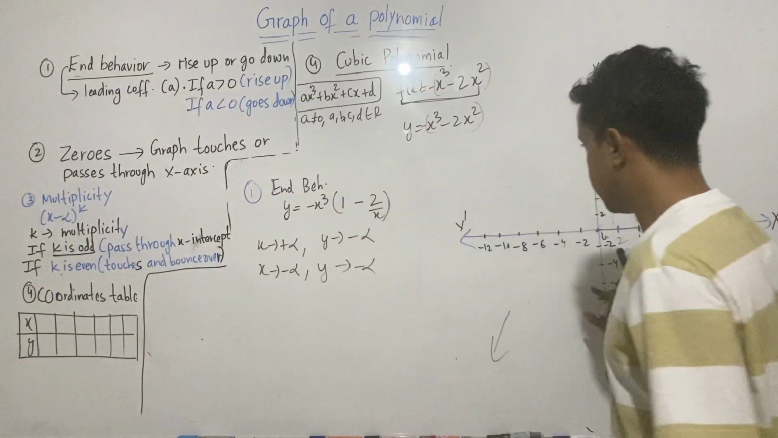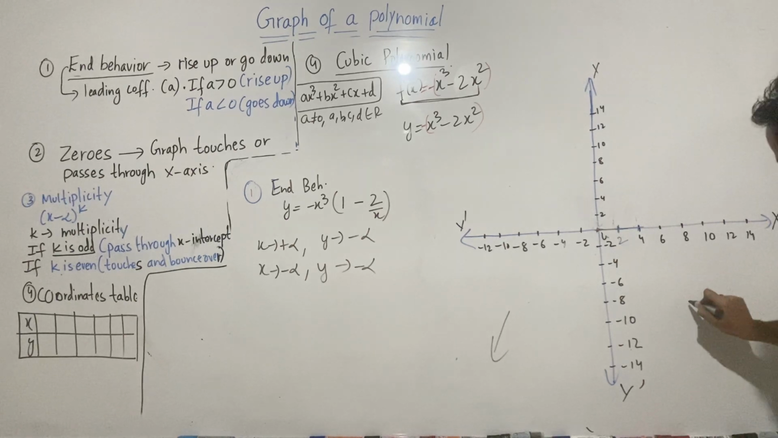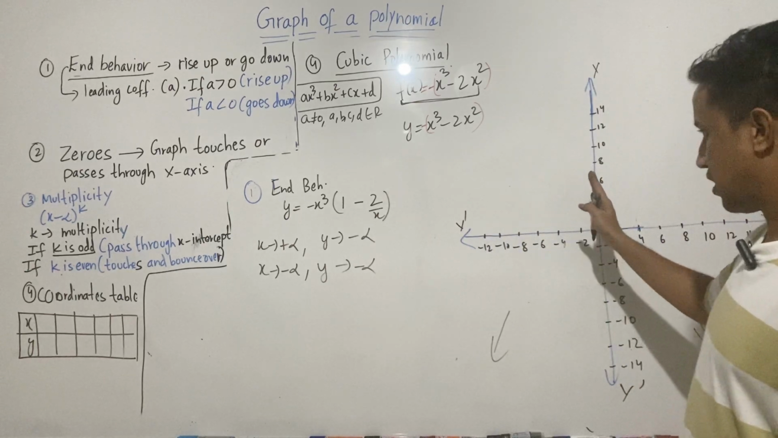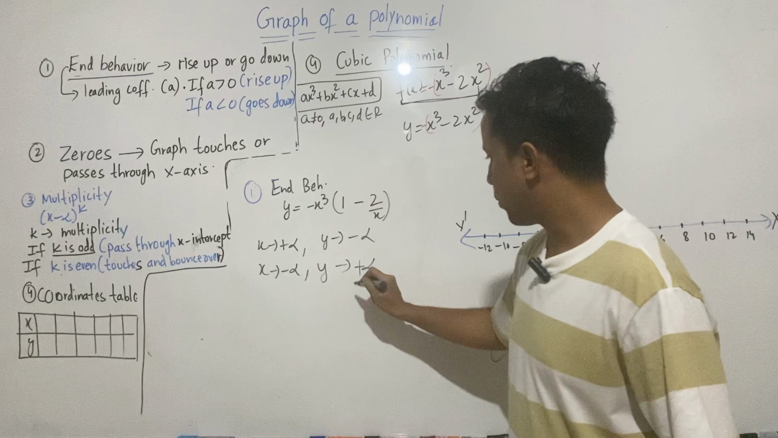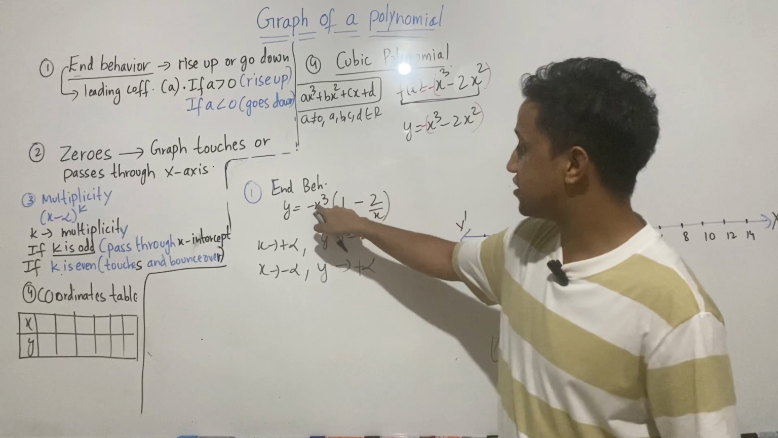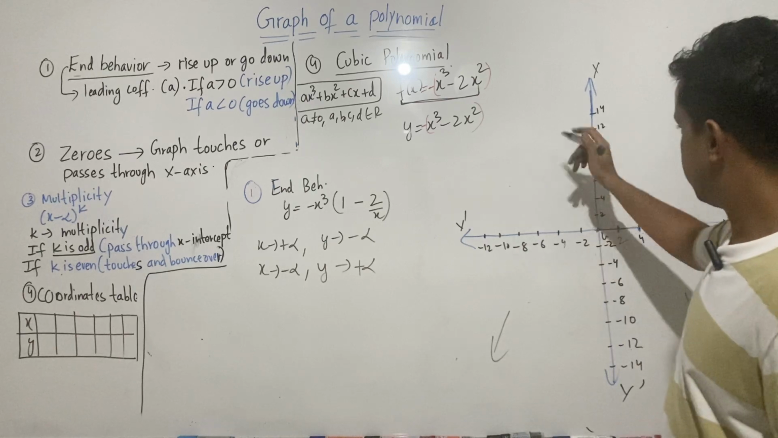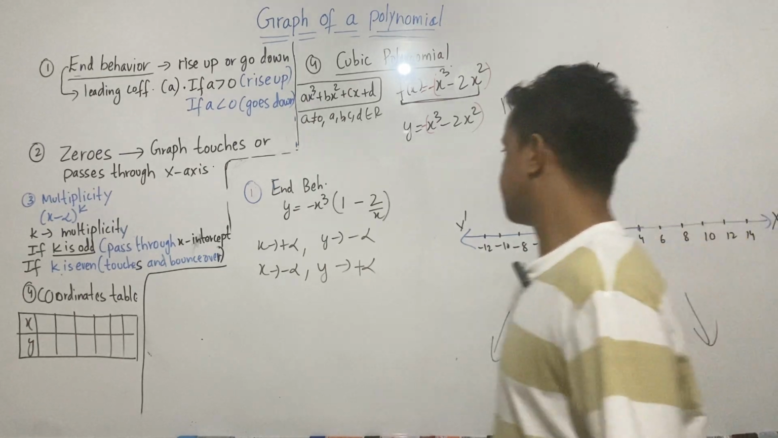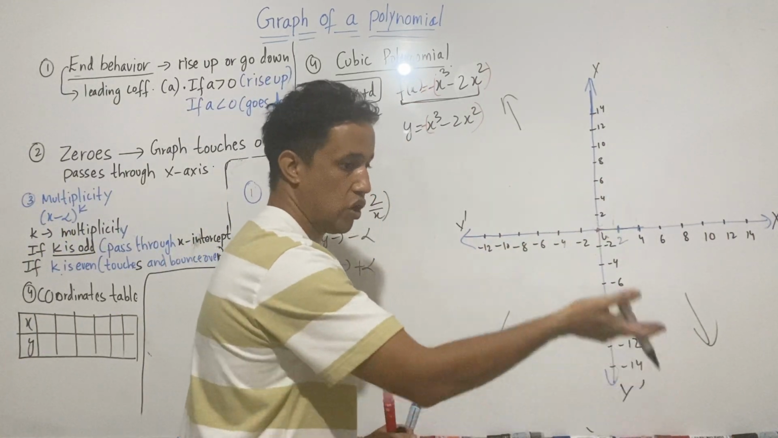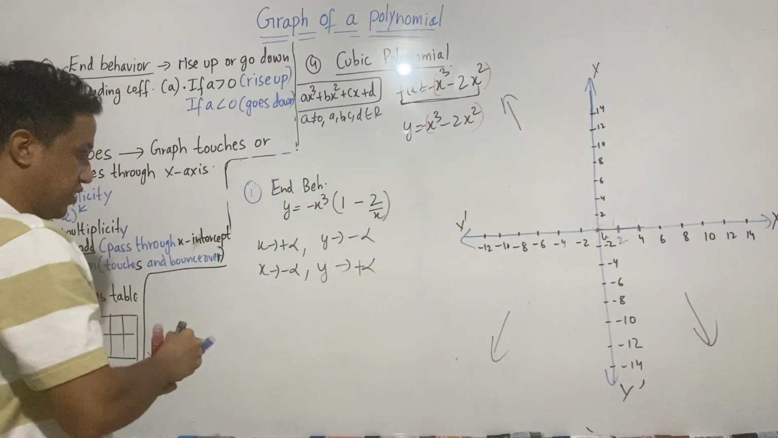So if x is plus infinity, y is minus infinity. Minus infinity means going down. And if x is minus infinity, y is plus infinity, because minus infinity cubed is minus infinity, multiplied by minus, positive infinity, then it's going to be this one. So left side up, right side down. So the overall end behavior is going down. Okay, so this is clear.